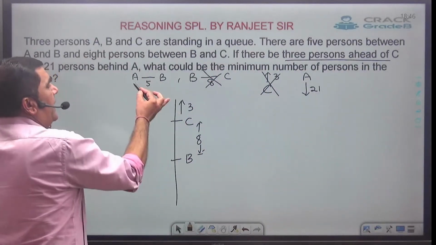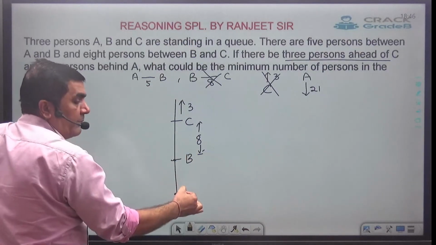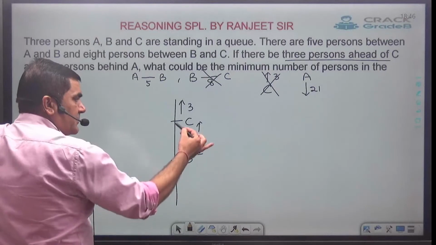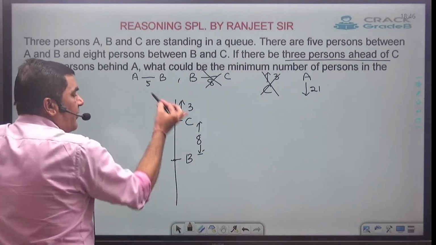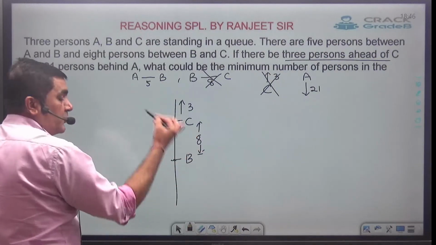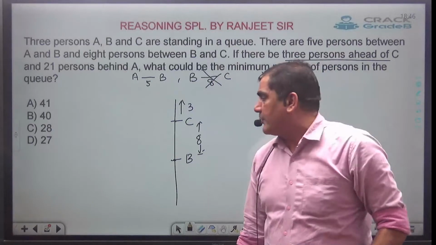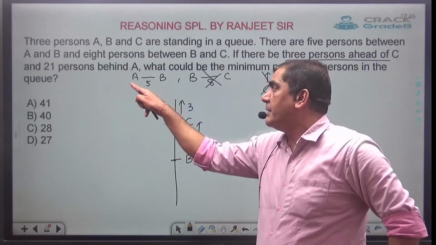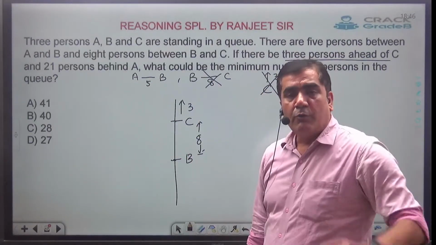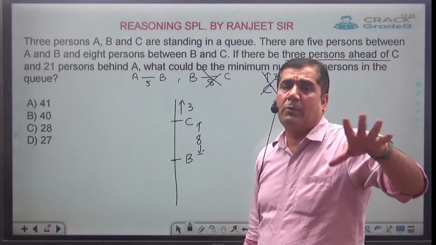So this condition is over. Now they are saying A and B must have 5 students. B is over here, so A can be top or A can be bottom. Now very easily I can say, since B and C have got 8 students, 5 can be easily adjusted between these two. And that is the case of overlapping. These 5 students I am counting between B and C also and between A and B also. Whenever they go for minimum, this is the only way to solve the problem.